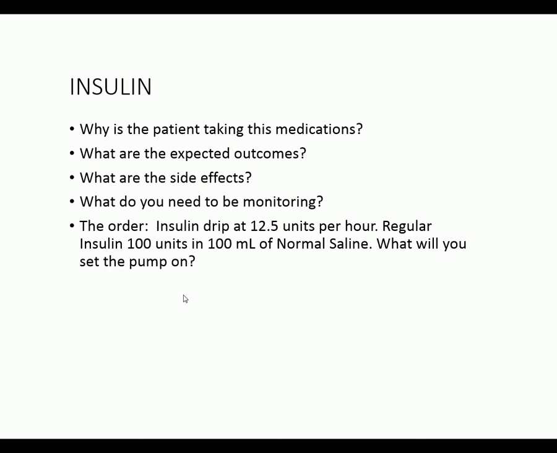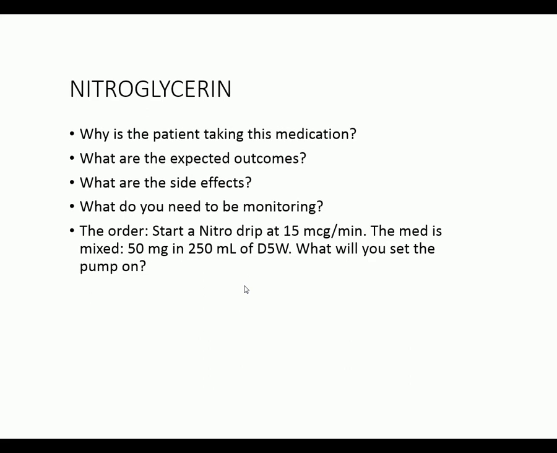Okay, you have 100 units of insulin in 100 milliliters times x over 12.5 units. So, multiply them out. 100x is equal to 100 times 12.5, which would be 1,250. Solve for x. X equals 1,250 divided by 100, which is going to give you 12.5 units per hour. Did y'all get that one right? Great. Okay, now let's move on to nitro.